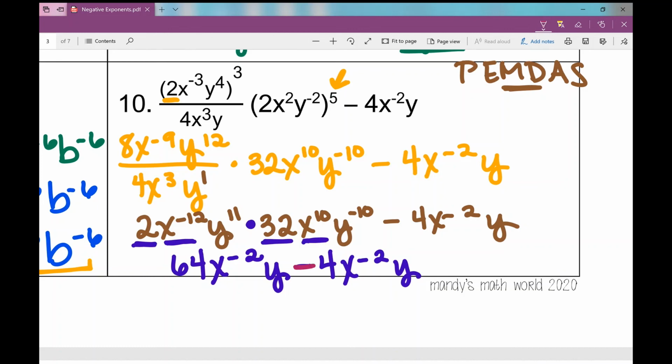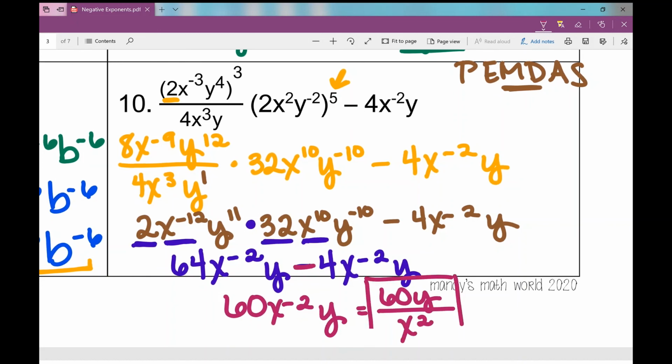So how do I subtract like terms? Subtract the coefficient. 64 minus 4 is 60. Then the last name stays the same. So there's your answer, but I'm requiring you to write it as a positive exponent. So what's that going to look like? 60 times y over x to the power of positive 2.